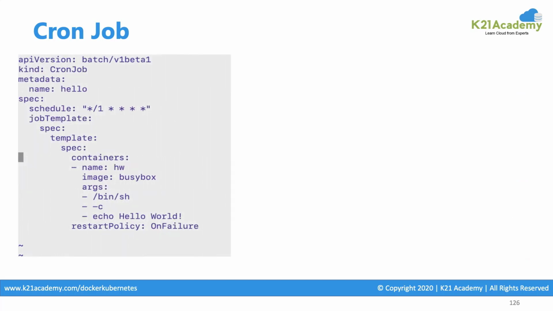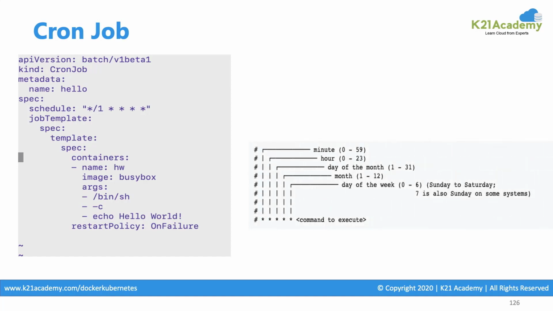So let's understand what the file definition looks like. You have the API version in which the cron job kind was introduced. The kind is CronJob. Metadata has the name of the cron job. And in the spec section, you have something called a schedule. And this schedule is exactly the same as the crontab schedule which is there in Linux.